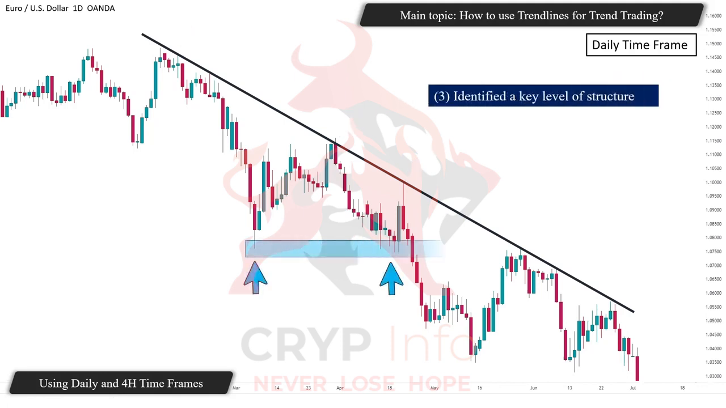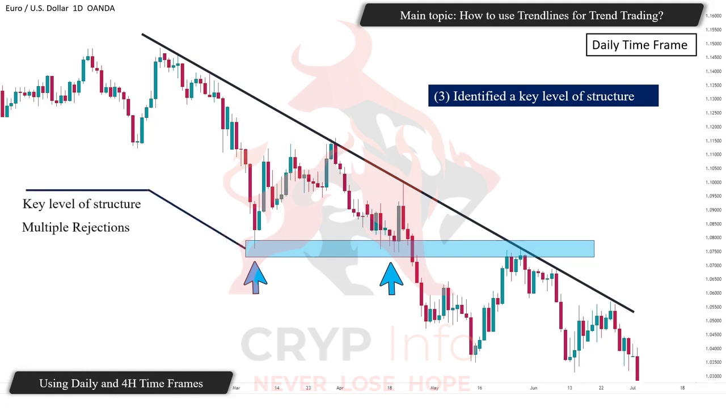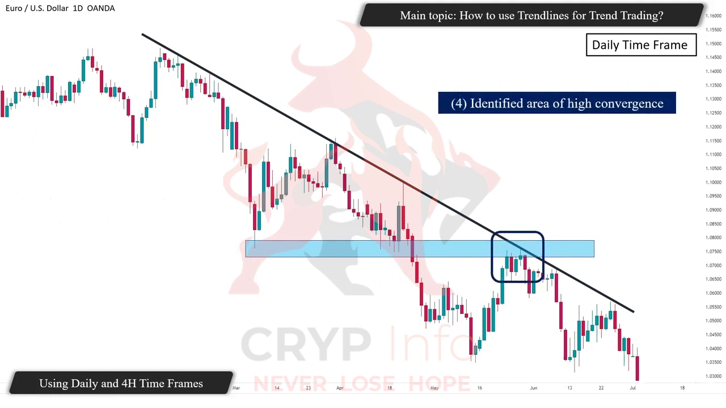Third, if we look left, we could have discovered this interesting area here. This is a key level of structure with multiple rejections that now can act as resistance. Fourth, we have identified this area of high convergence where the major level of structure crosses the trend line.